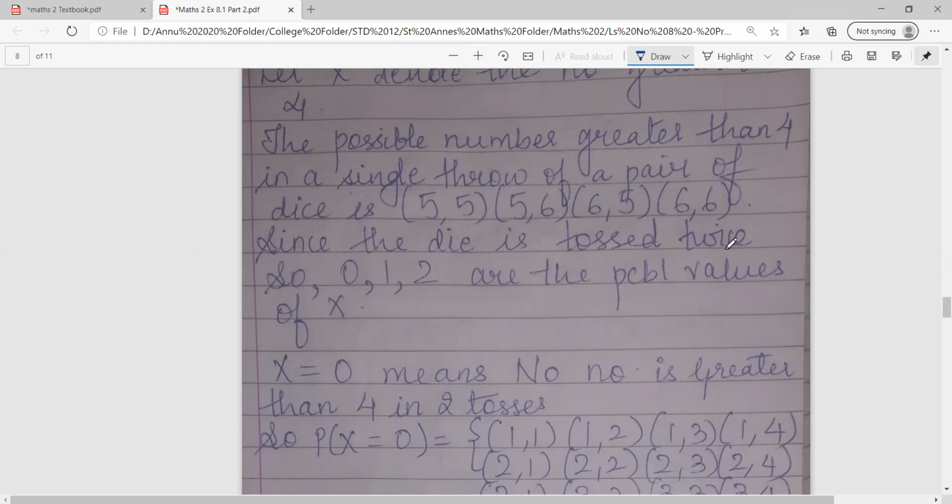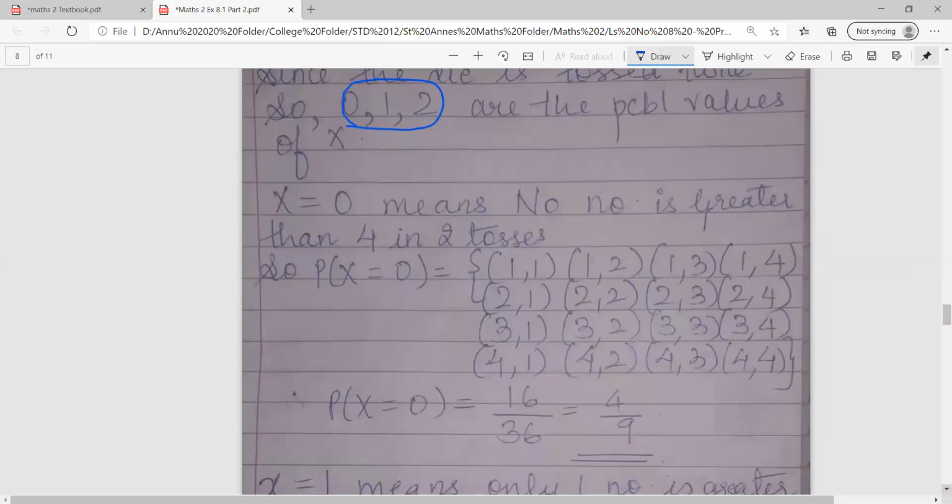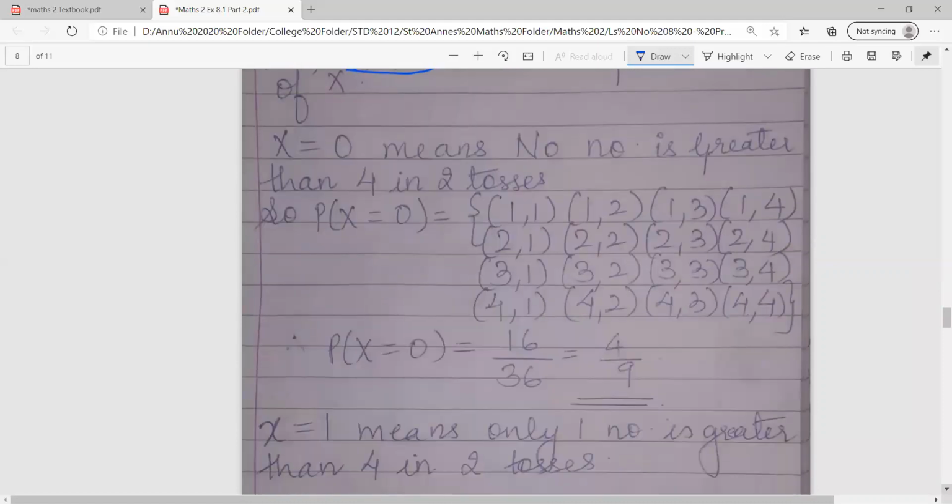Now since the die is tossed twice, correct? So X ka possibility can be 3, as I told you. 0, that is less than 4. 1, only one number is greater than 4. And 2, both the numbers are greater than 4. So let us find out each ka possibility. Now X is equal to 0 means no number is greater than 4. That is all are smaller than 4.